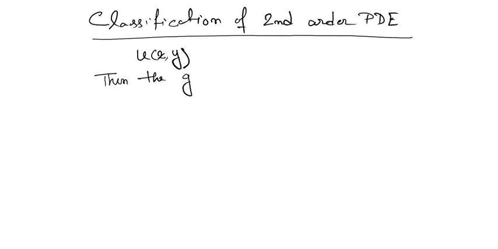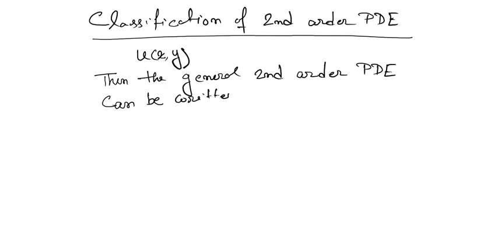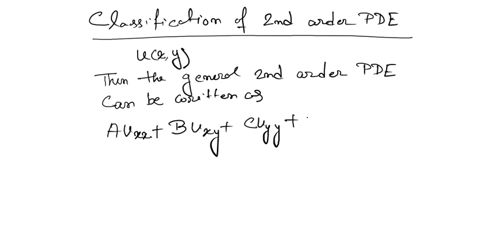Then the general second order PDE can be written as A into u_xx plus B into u_xy plus C into u_yy plus D into u_x plus E into u_y, plus finally F into u equal to G.